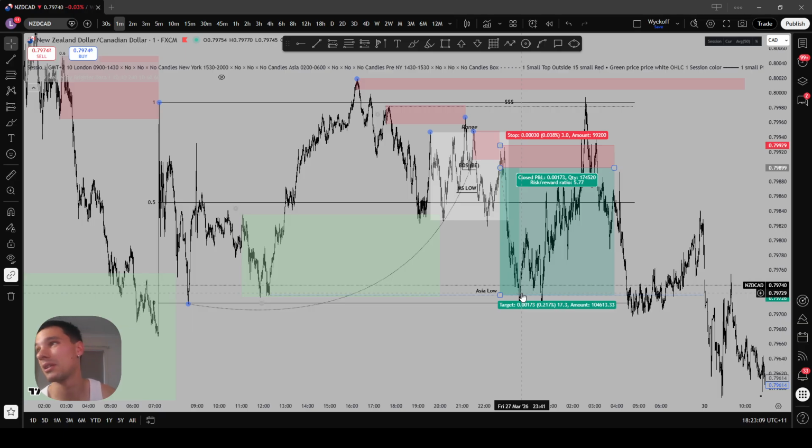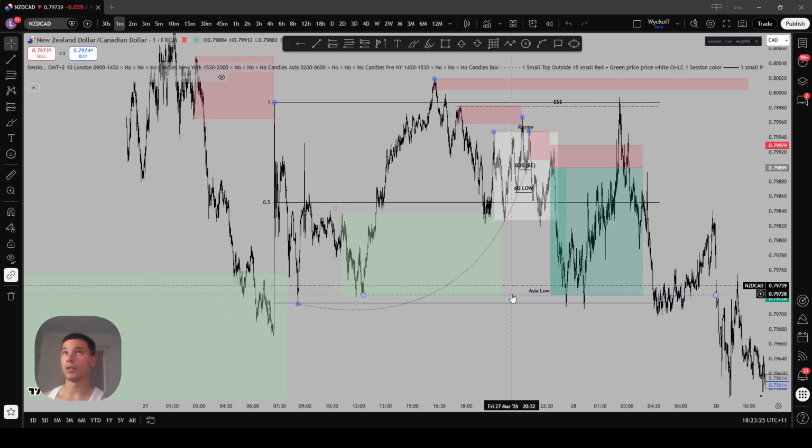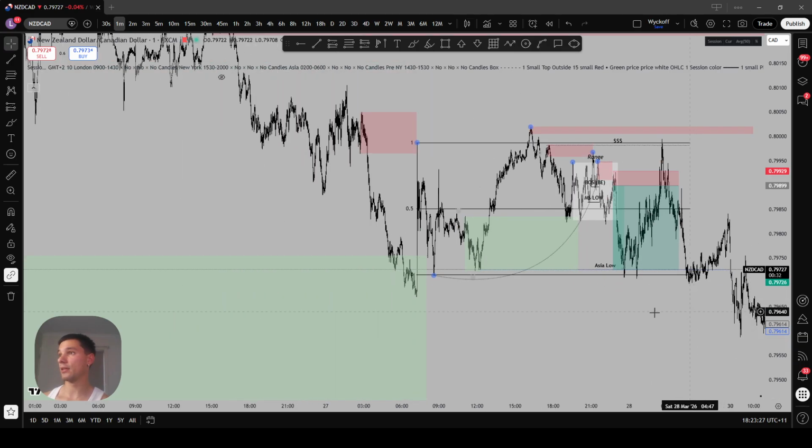So I was happy. Like 5.7R compared to a 6R, there's very little difference there. So you always want to play the safe option. So this was my Friday trade on NZD against the Canadian dollar.